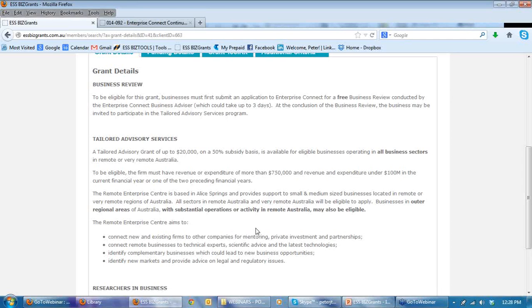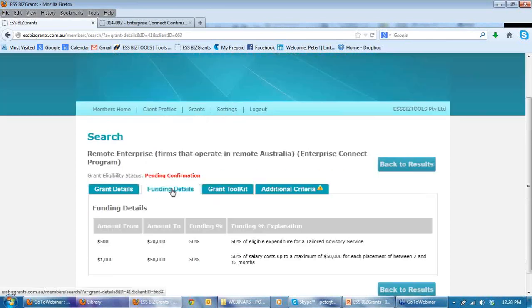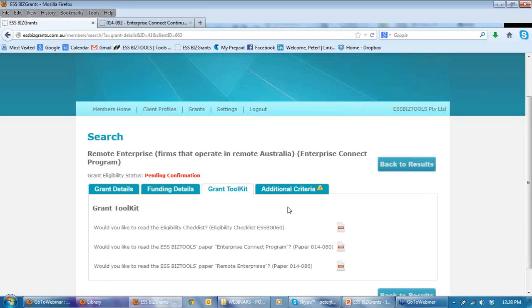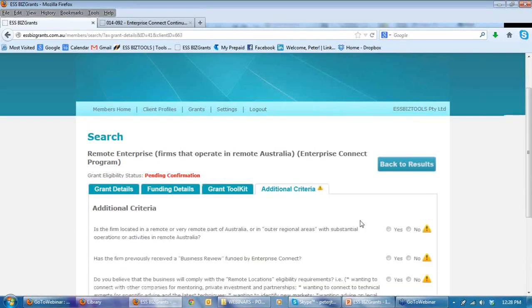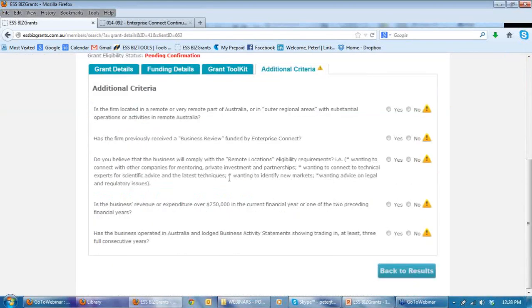So if we follow it through on that, we can then see the funding details are the same as the others. We could identify the grant toolkit, and there's a paper and a bit of other information there. You would have to answer the additional criteria, which would ask you for other questions. The key thing there is the business supplying more than or earning more than 50% of its income from businesses in those remote locations. So if we answered yes, they're doing that.